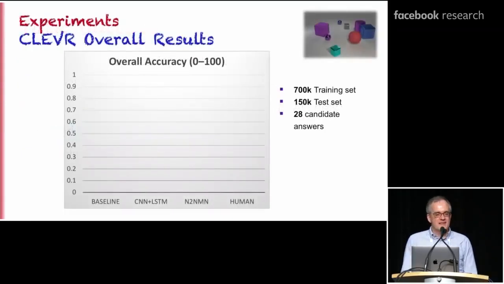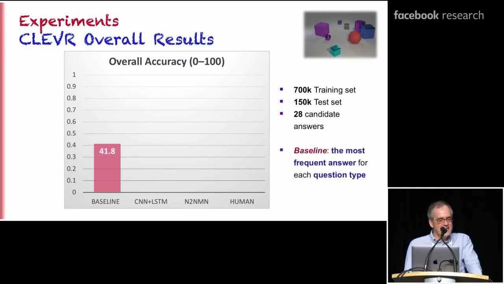Okay, so here are some of the experimental results and a bit of discussion. In the CLEVR data set, overall there are 700,000 training examples, 150,000 test examples, and the 28 answers. Because there is a limited space of answers, the baseline is very small. There are lots of yes-no questions or metal versus rubber questions. And so if you guess the most frequent answer for each question type, that gets you to 41%. Using ConvNets and LSTMs is sort of the standard baseline VQA architecture. That does a bit better, but not a lot better. That gets you 52%.